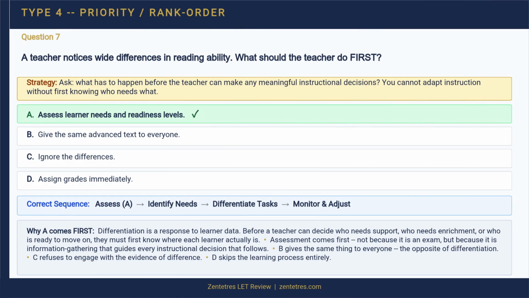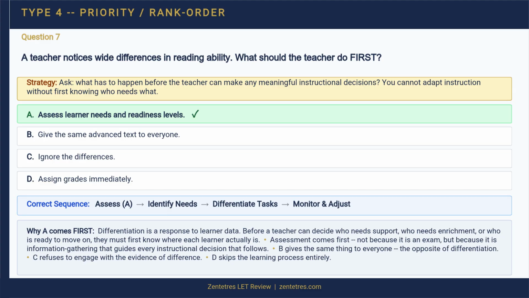Type 4. Priority. Before a teacher can differentiate anything, they need information. You cannot adapt instruction without knowing who needs what. A. Assess learner needs and readiness levels. This comes first. Assessment here is not a test for a grade. It is data collection that informs every instructional decision that follows.